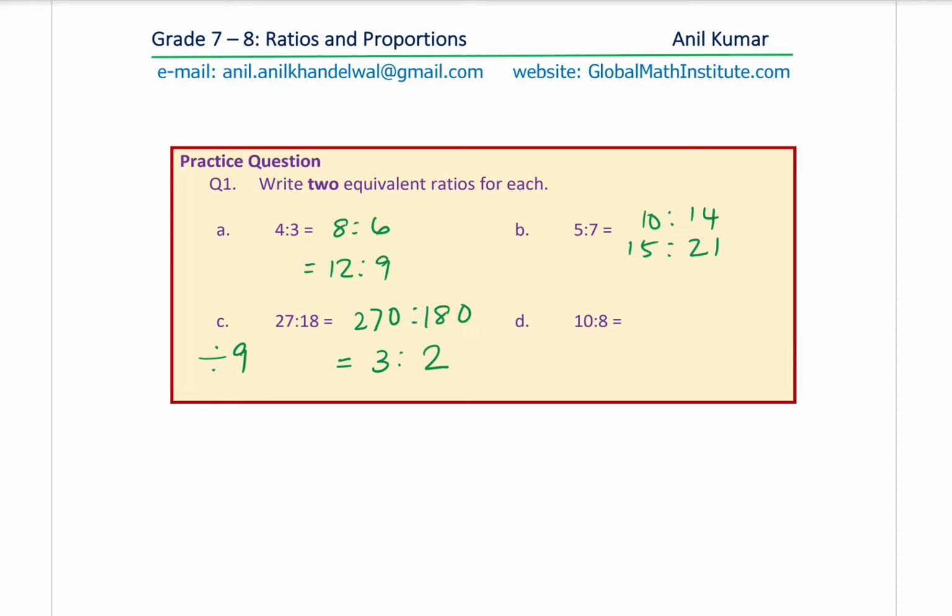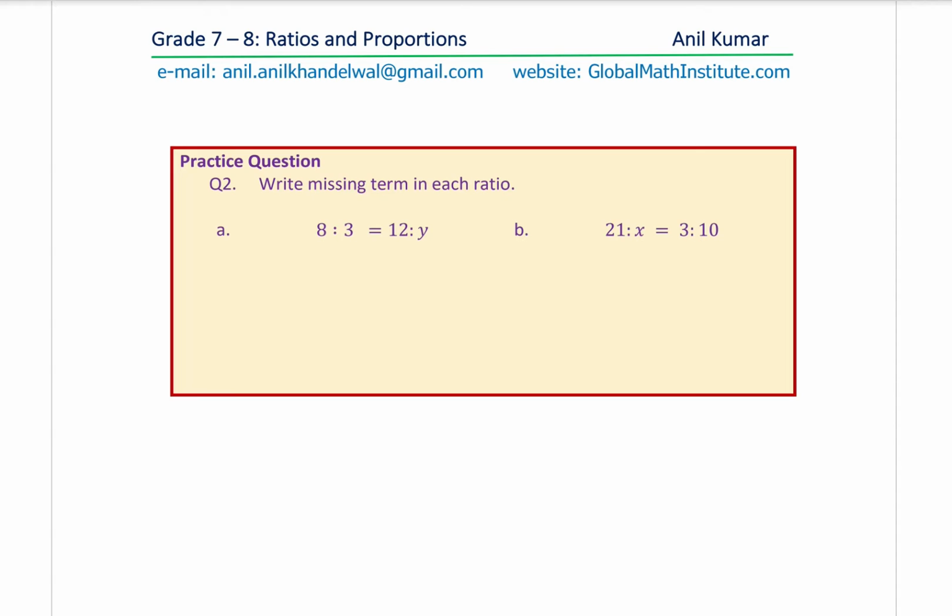Next one, 10 is to 8 means 5 is to 4. And then you can multiply 5 is to 4 by another number, let's say 3. So you get 15 is to 12. So that is how you can get equivalent ratios. So the idea here is to use the scale factor, correct? Okay. Second example, write missing terms.